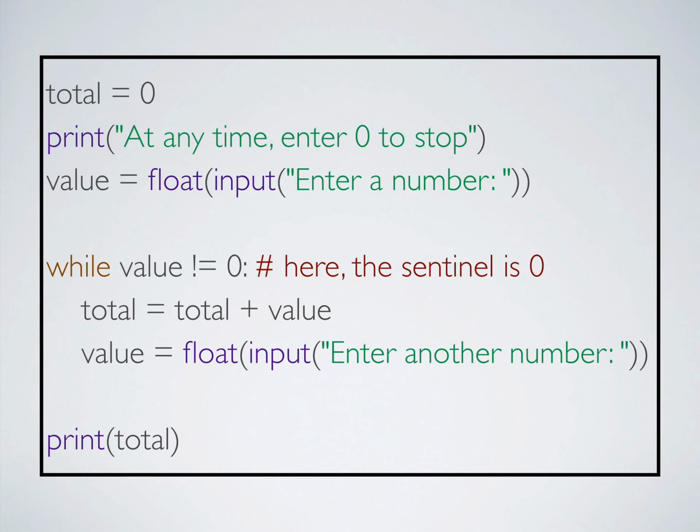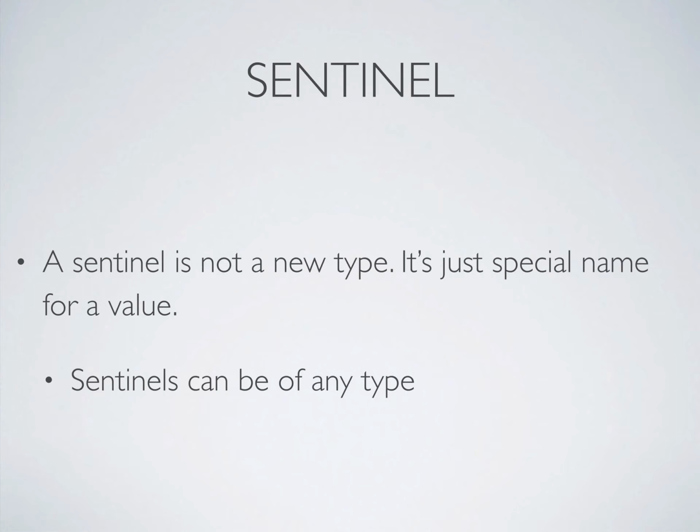Another thing that you could do, you could check to see if it's the empty string, right? If the user types in nothing, then stop processing data. So it's sort of up to you as a programmer to determine what sentinel makes sense for your program. And again, the rule is it just has to be distinctive enough from what would be a real value that you're processing.